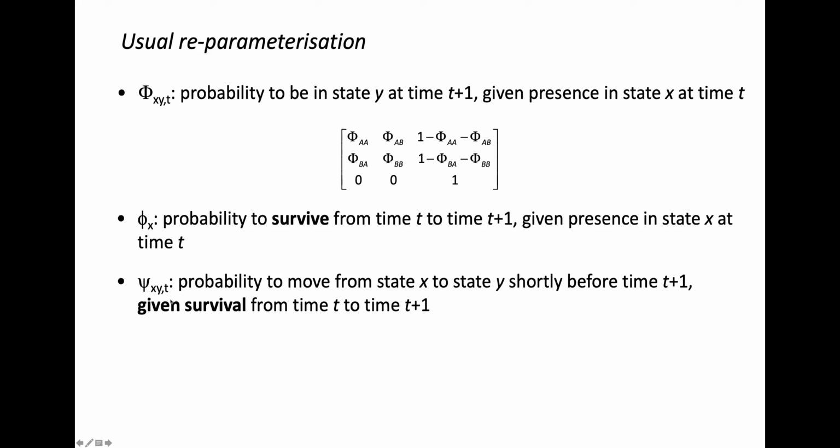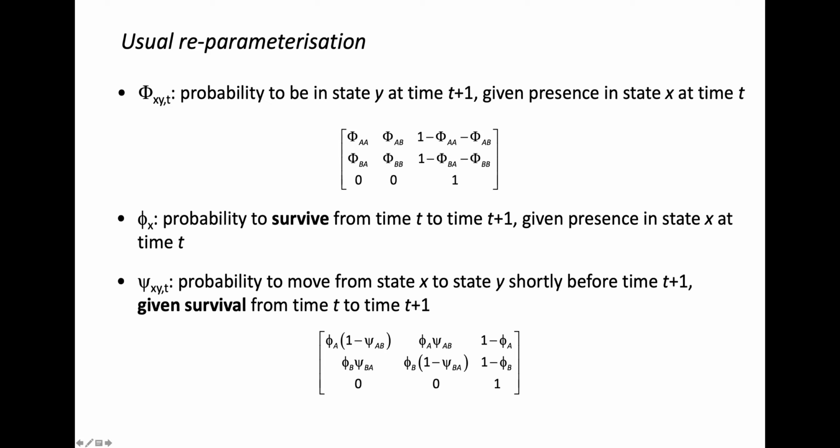The new parameters are the transition parameters, the psi, the probability to move from state x to state y over the interval t to t plus 1. So the survival acts on the time interval between t and t plus 1, and same thing for the transition. You make the move, or you stay on the same site, between t and t plus 1. So you go from state x to state y, and y can be x. It's totally fine to remain on the same site, or not to move from one state to the other. Just stay in the same state.